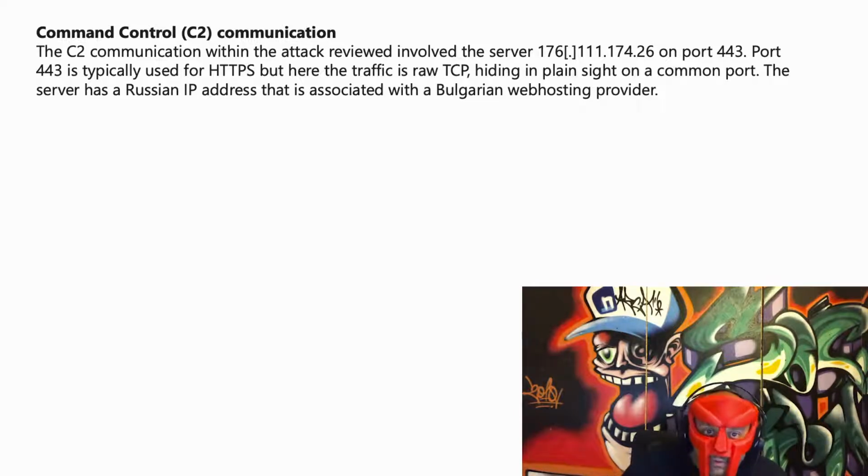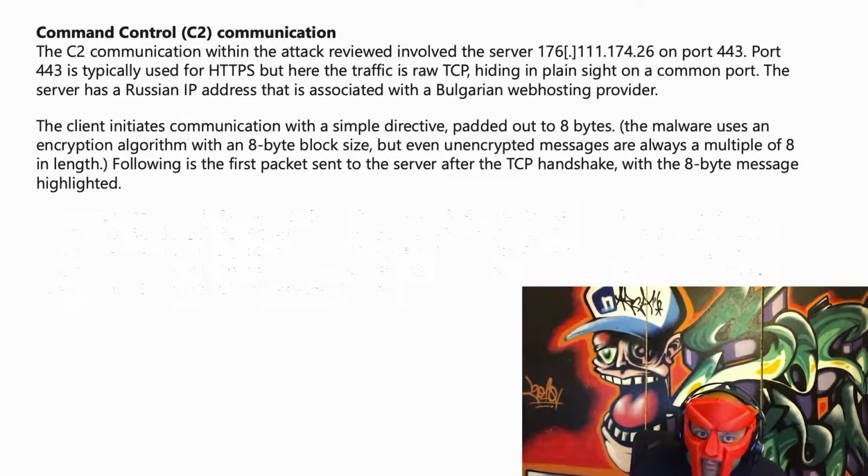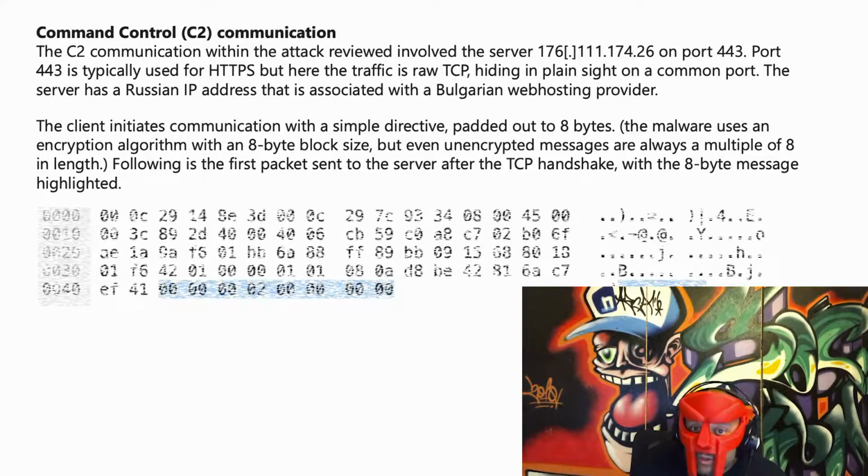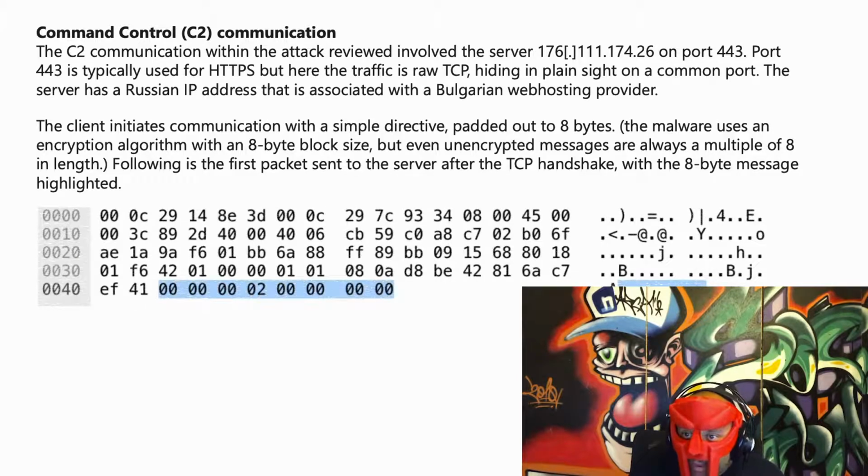The server, as I had mentioned before, had a Russian IP address, and it was associated with a Bulgarian web hosting provider. The client initiates communication with a simple directive, padding out to 8 bytes. The malware uses an encryption algorithm with an 8-byte block size, but even unencrypted messages are always a multiple of 8 in length. Following is the first packet sent to the server after the TCP handshake with the 8-byte message highlighted. So you can see here that this is the 8-byte message that's highlighted here.